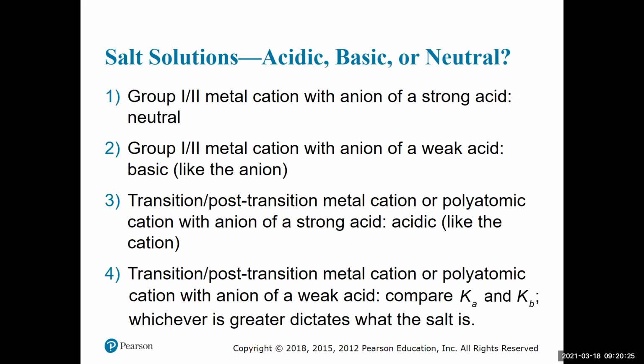So in general, if you're trying to figure out what the salt solution is going to do, you got to go through and you got to look at the ions. So just to go over some of these rules, group 1 or 2 metal cation with an anion of a strong acid, that's going to be neutral. Group 1 or 2 metal cation with an anion of a weak acid, that's going to be basic, because it's going to depend on this fact that the anion's a weak acid. It's the anion of a weak acid. An anion of a weak acid is a weak base. That's that conjugate thing again.